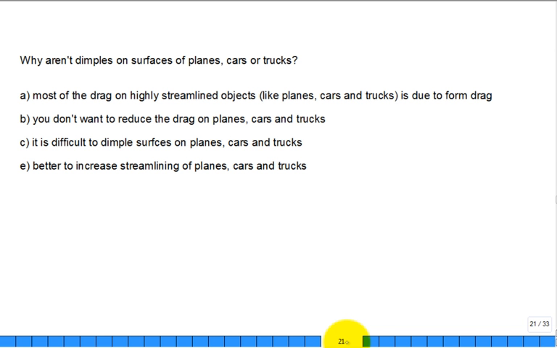It's really a hard question to answer. Should I give you some time to pick the best answer? Most of the drag on highly streamlined objects like planes, cars, and trucks is due to form drag. Is that the best answer? I don't know. You don't want to reduce the drag on a plane, car, or truck. Or it is difficult to dimple the surfaces on planes, cars, and trucks. Give a 2-year-old a ball peen hammer and see if they can do something, right? Or, it's better to increase streamlining on cars, planes, and trucks.